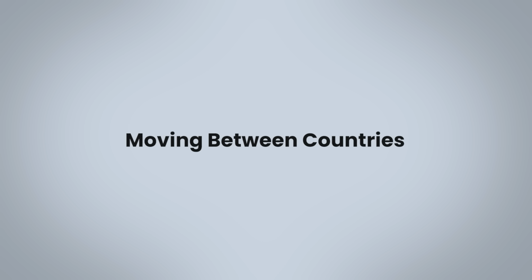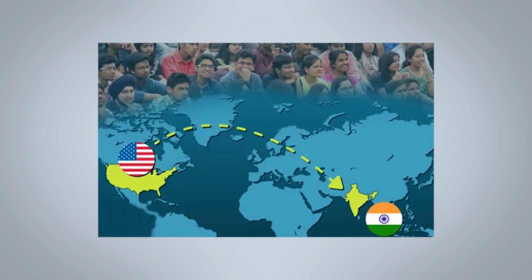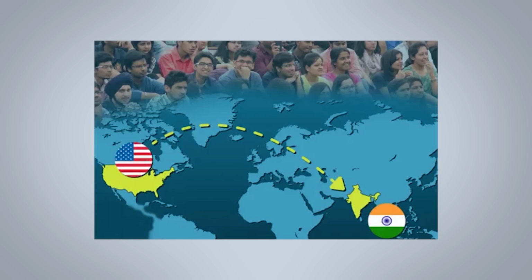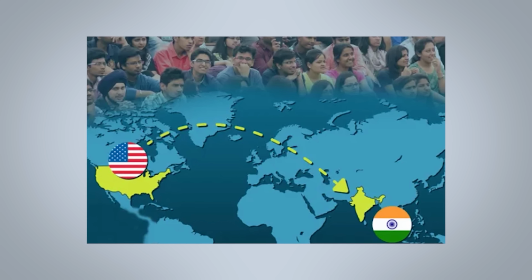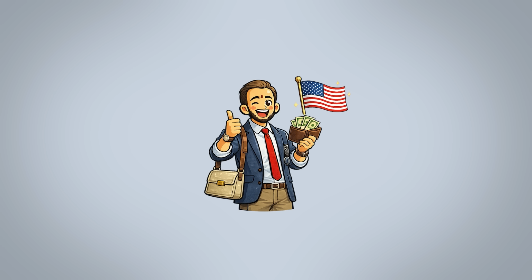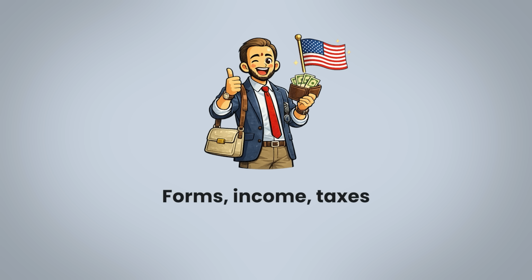Moving between countries. If you moved in or out of the US during the year, your tax situation may be different. You could be considered a dual status taxpayer. That changes everything. Forms, income, taxes.